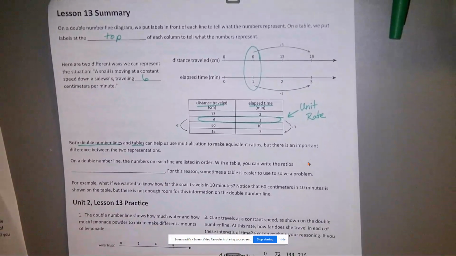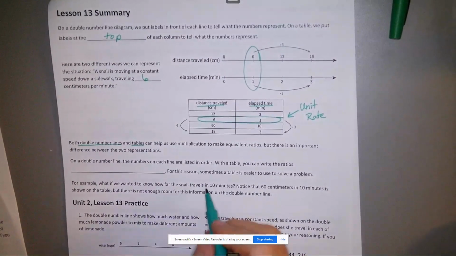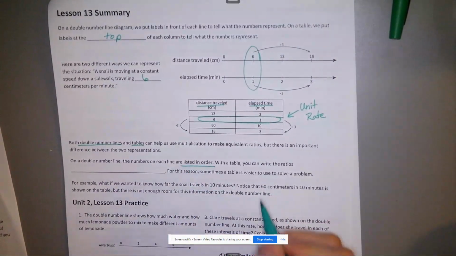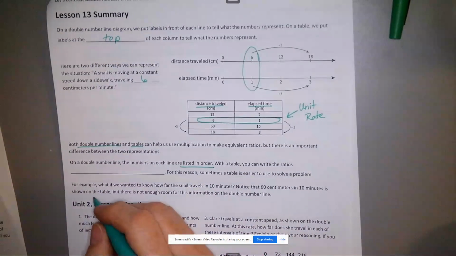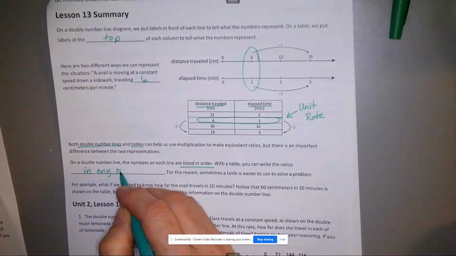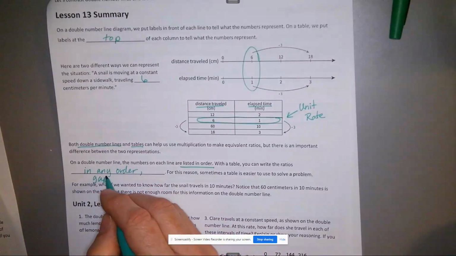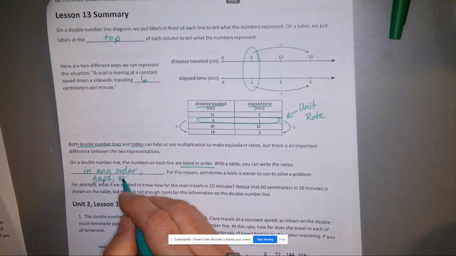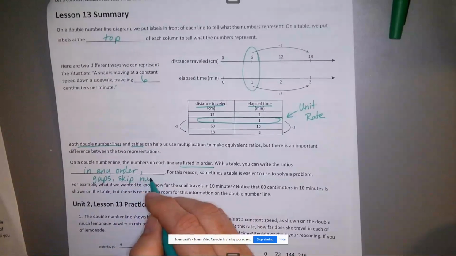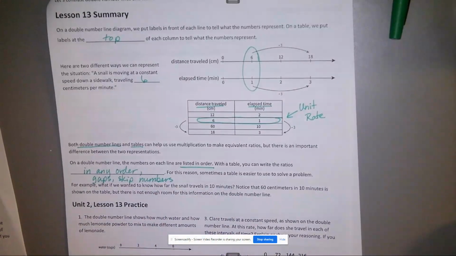But there is an important difference. On the double number line, the numbers are always listed in order. With the table, you can write the ratios in any order. And you can have skips, you can have gaps, you can skip numbers. For this reason, sometimes a table is easier to use.